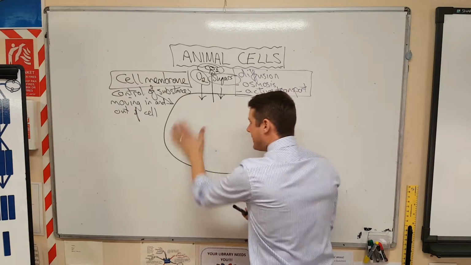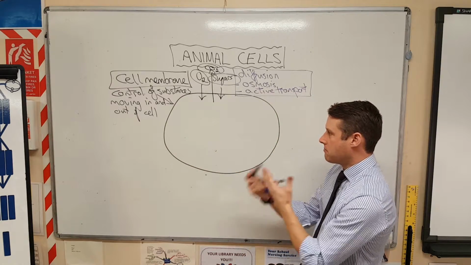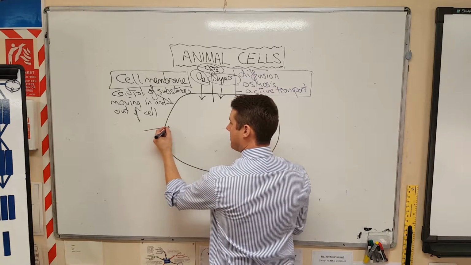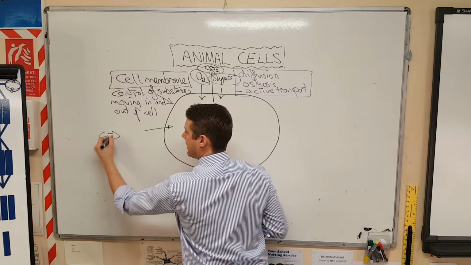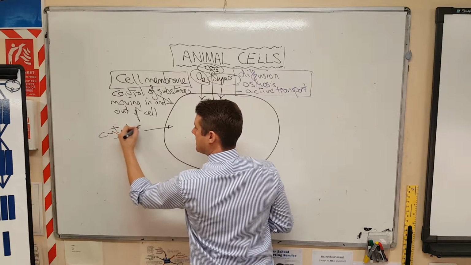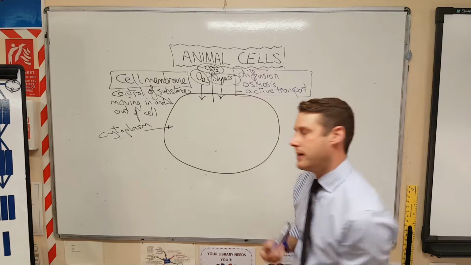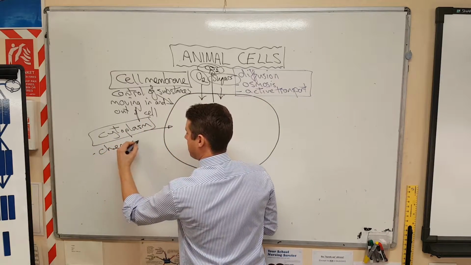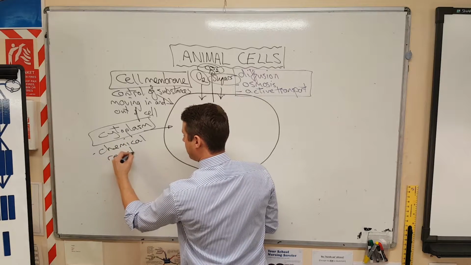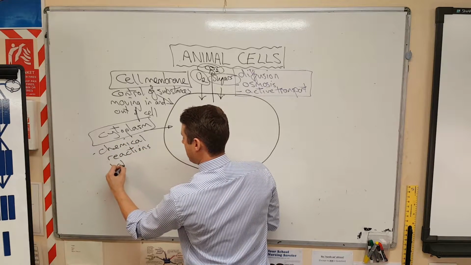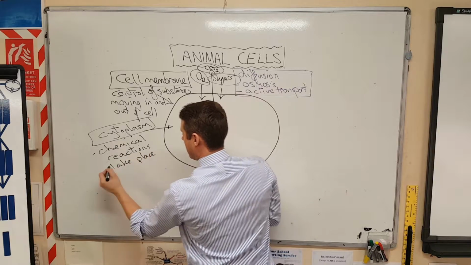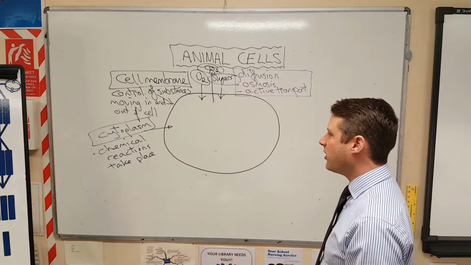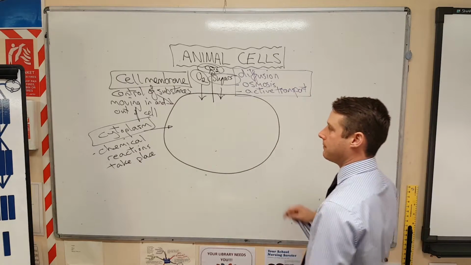Now, inside here we've got mostly jelly-like fluid, which is where a lot of the chemical reactions take place. So we're going to put a little label here, and we're going to call this stuff the cytoplasm. Now, cyto means cell, and plasm's to do with fluid, so it's cell fluid. And this is where chemical reactions take place. If there's any help and you want to write or draw a diagram as we're going, then please do, and press pause and what have you.